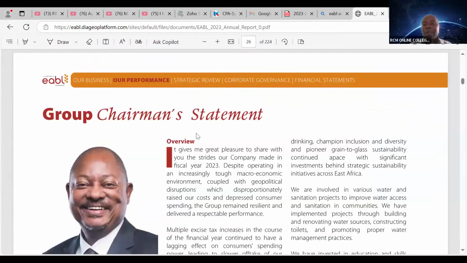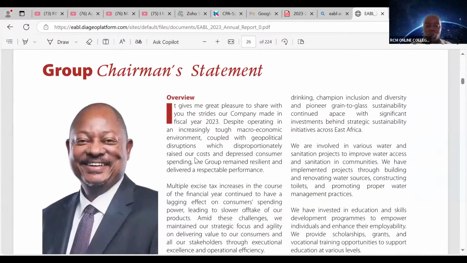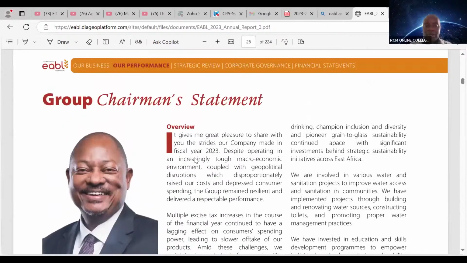we have the group chairman's statement. So the group chairman is still Martin Oduor, who is now the chancellor of KCA University. This guy is a brilliant guy. He sits in so many boards. Whenever he goes to any company, that company must improve. I don't know whether it's luck or he really believes in ethics. I mean, he's a great worker. He's good in service. So look at what he's stating about EABL in the year 2023.